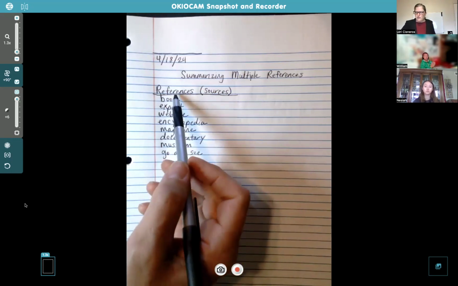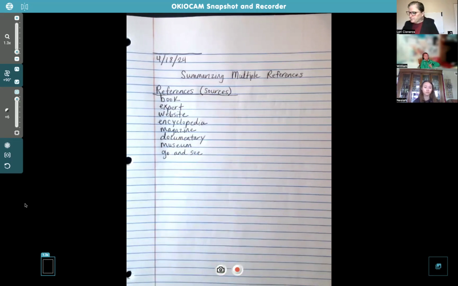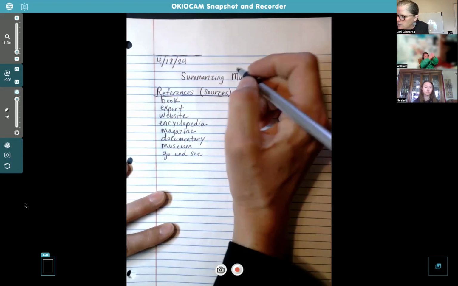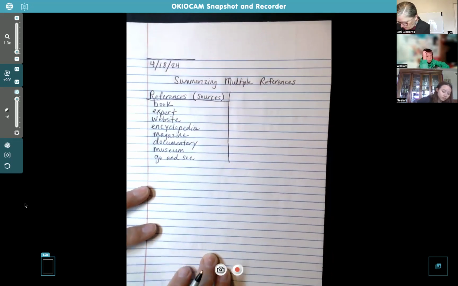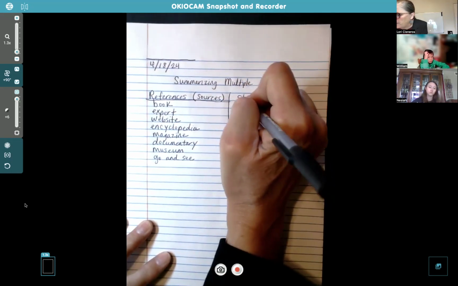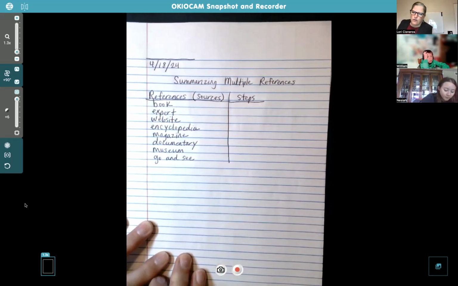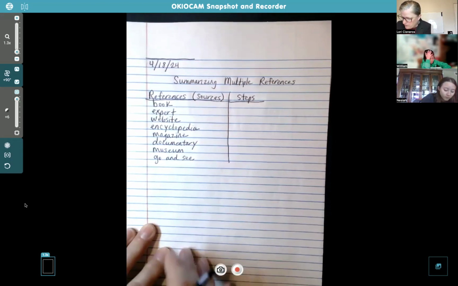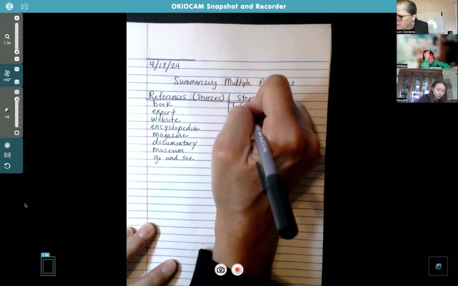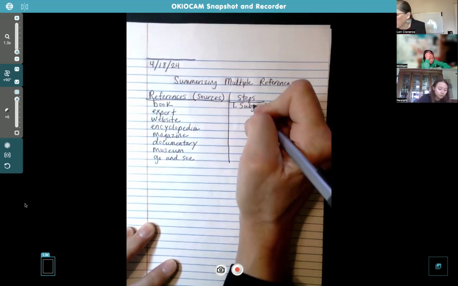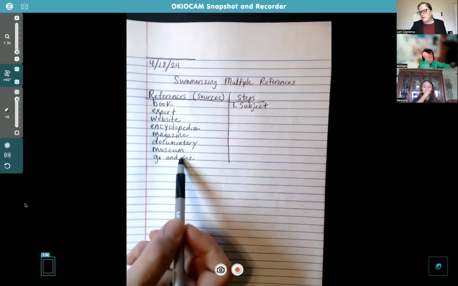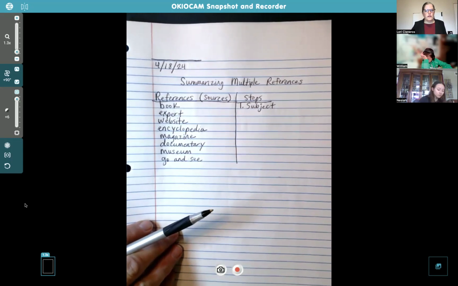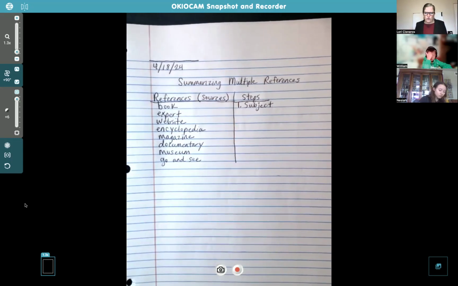So look at all these different ways to find information. Now what I'm going to have you do is just draw a line kind of in the middle of your page like this next to that. And then on the other side of the line, I want you to put the word steps. And these are the steps to writing a research paper. The first step is knowing what your subject is. You have to know what you're writing about. So if your subject is volcanoes, then you know what to look for here, right? About volcanoes. You have to know what your subject is first before you can write your research paper.